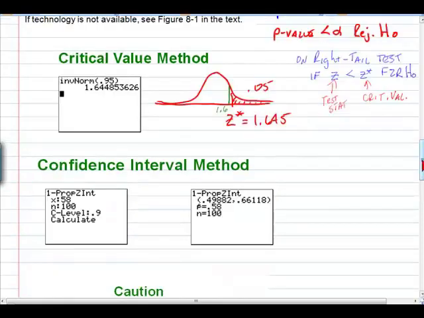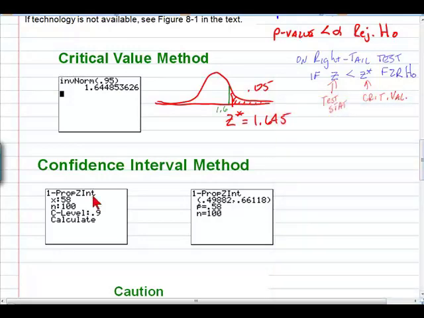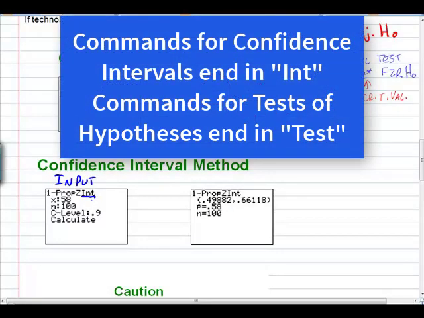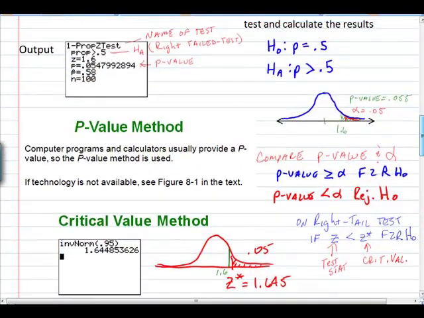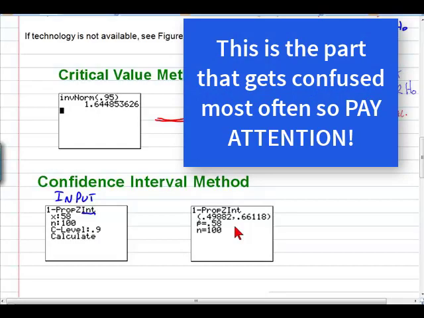There is a third method that uses what we did in Chapter 7, and that is the confidence intervals. Here we would use the 1 proportion z interval. This is the input screen. This says interval instead of test. When we were doing a 1 proportion z test, the last words here were test. So you'd input the same data, only now you have to determine the confidence level, and there's your output.